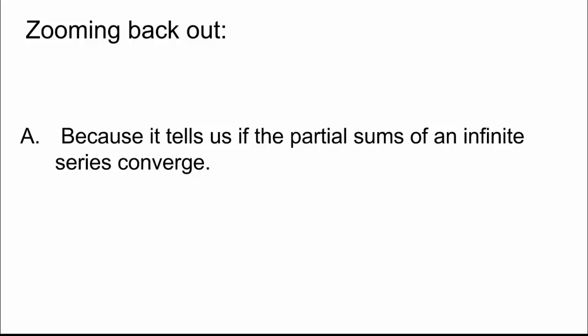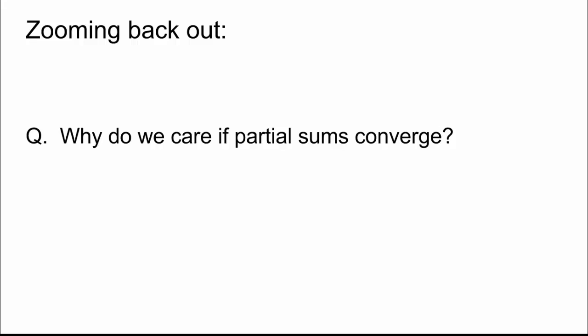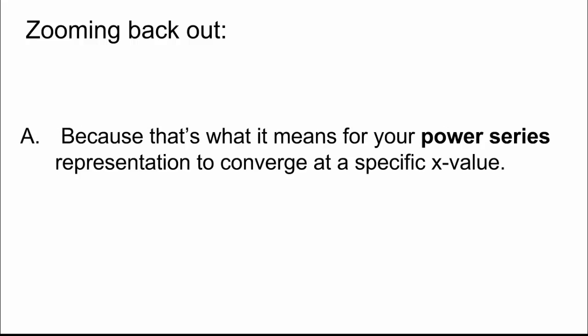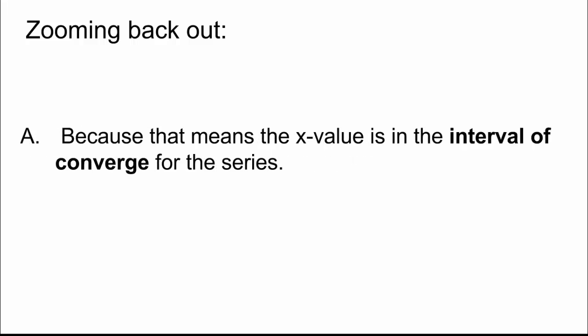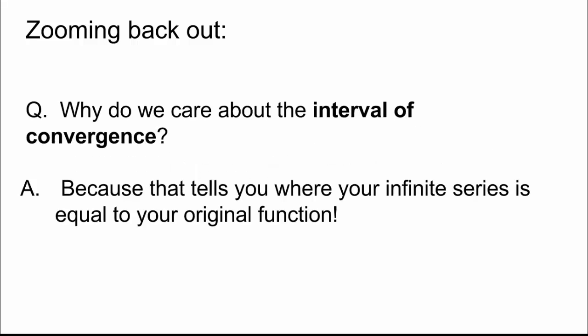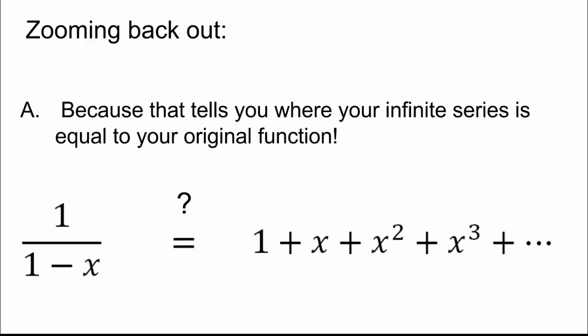The answer is because it tells us if the partial sums of an infinite series converge. Why do we care about that? Because that's what it means for your power series representation to converge at a specific x value. So why do we care if the power series representation converges at an x value? Because that means that the x value is in the interval of convergence for that power series. So why do we care about the interval of convergence? Because that tells you where your infinite series is actually equal to your original function. And that was the original question that we were interested in.